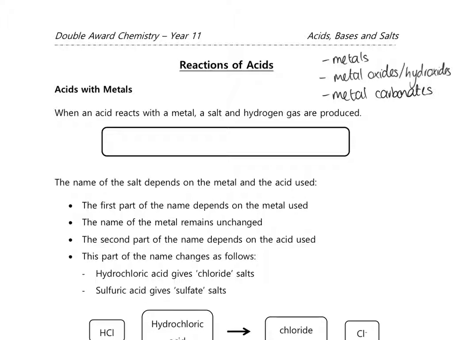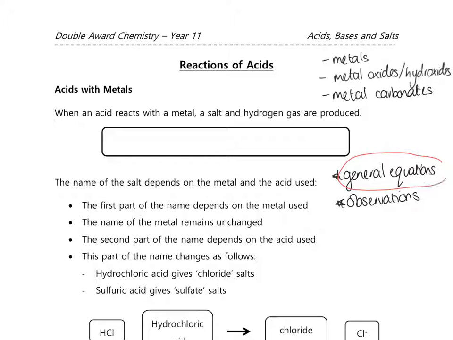And it's best to separate out your learning of these three types of reactions because there are similarities between them, but there are also big major differences. And the main thing to focus on in terms of preparation for your exam are the general equations of what happens with these types of reaction, and also your observations of what happens for these reactions. And almost if you knew the general equations, you could work out some of the observations based on the products that are given. So let's start with our reaction of metals with acid.